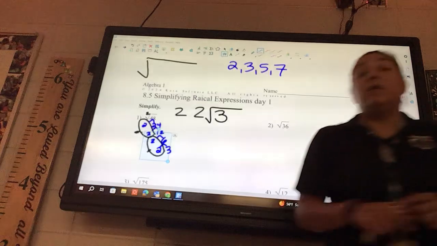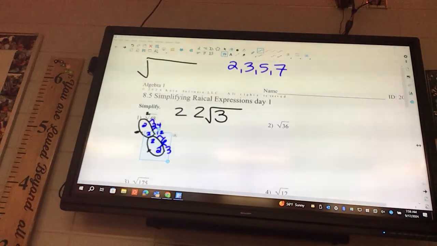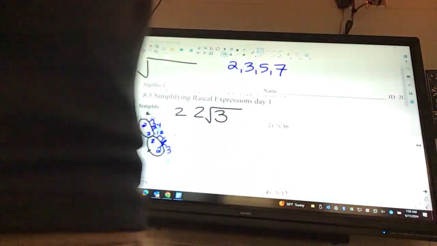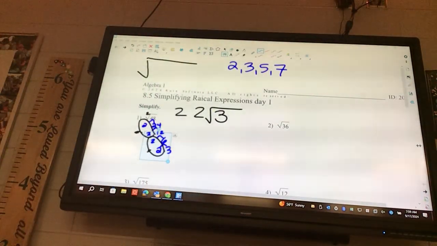Okay? And remember, the only numbers we're allowed to place anywhere, inside or outside the house, is a 2, 3, 5, 7. Okay? If it's not a 2, 3, 5, 7, like the 6 up there, the 12, the 24, we're not doing anything with any of those. Okay?